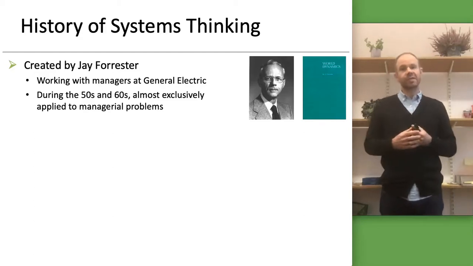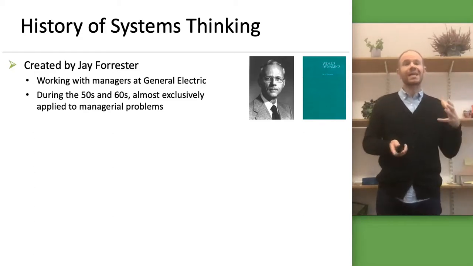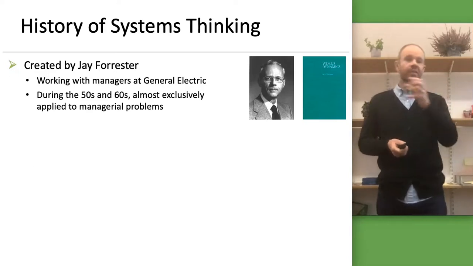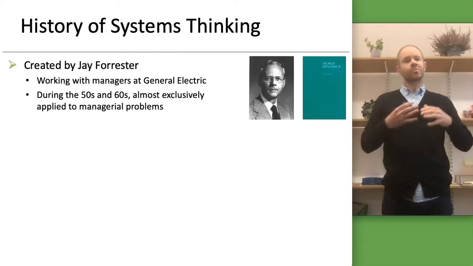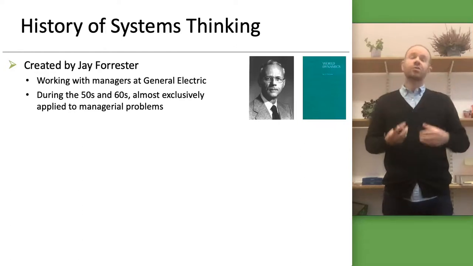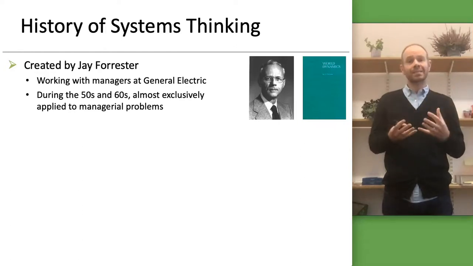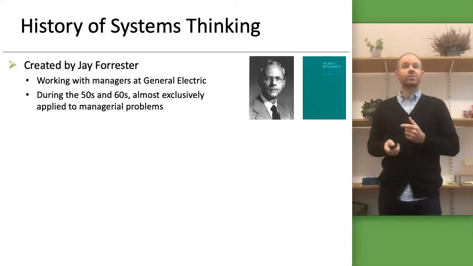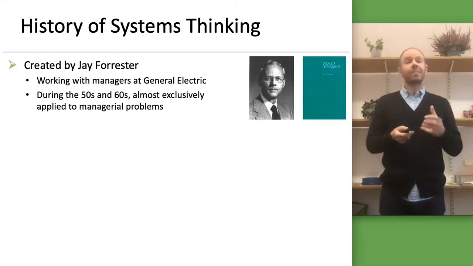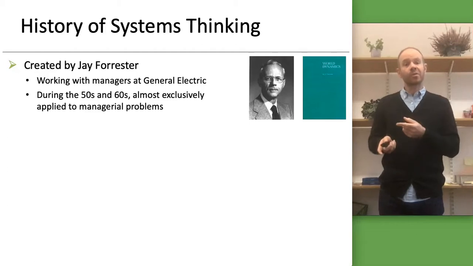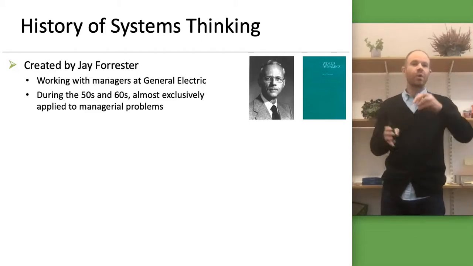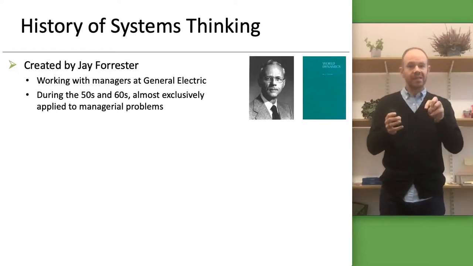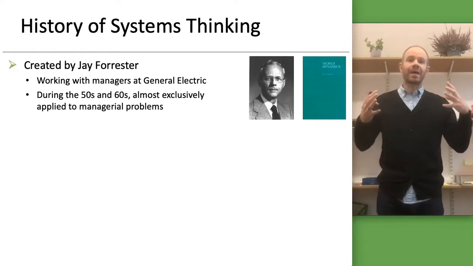So General Electric might have a production plant where they're creating light bulbs. They're also having a production plant where they're creating MRI machines. General Electric was producing a lot of things, so they had a very complex system. They hired Jay Forrester to map out some of these managerial systems, so that managers could get in and see where the leverage points are for making small tweaks that have big impact on efficiency.